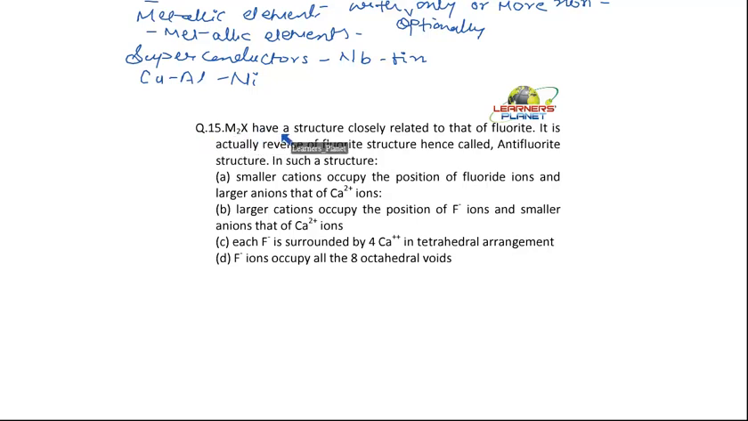M2X have a structure closely related to that of the fluoride structure. What is a fluoride structure? It is CaF2, that is AB2 type. That is, the ratio is 1:2. That is, the coordination numbers are 4:8. That is, it is cubic close packed.